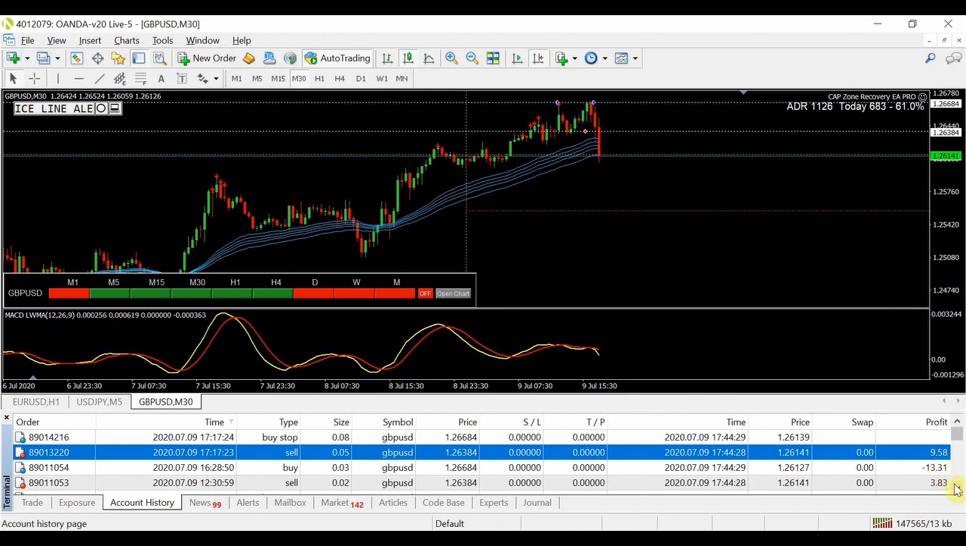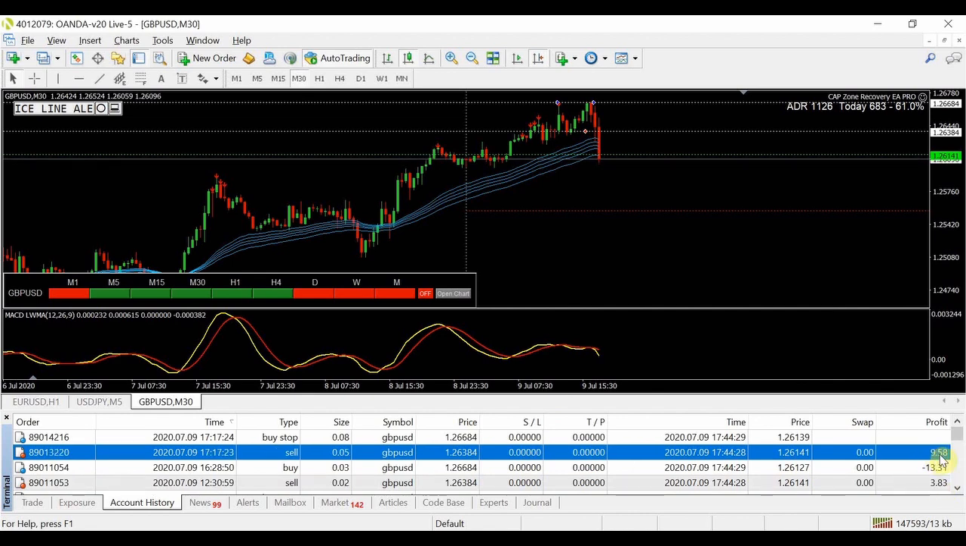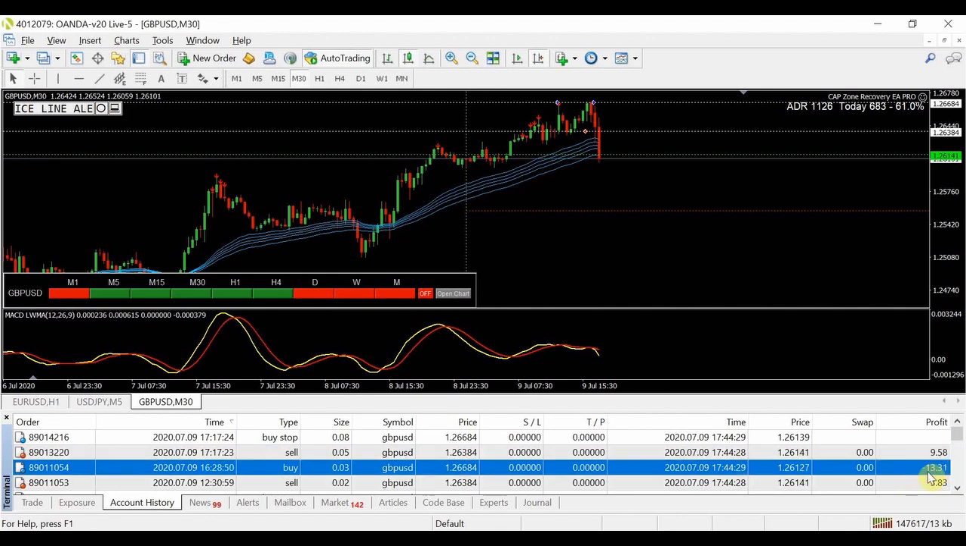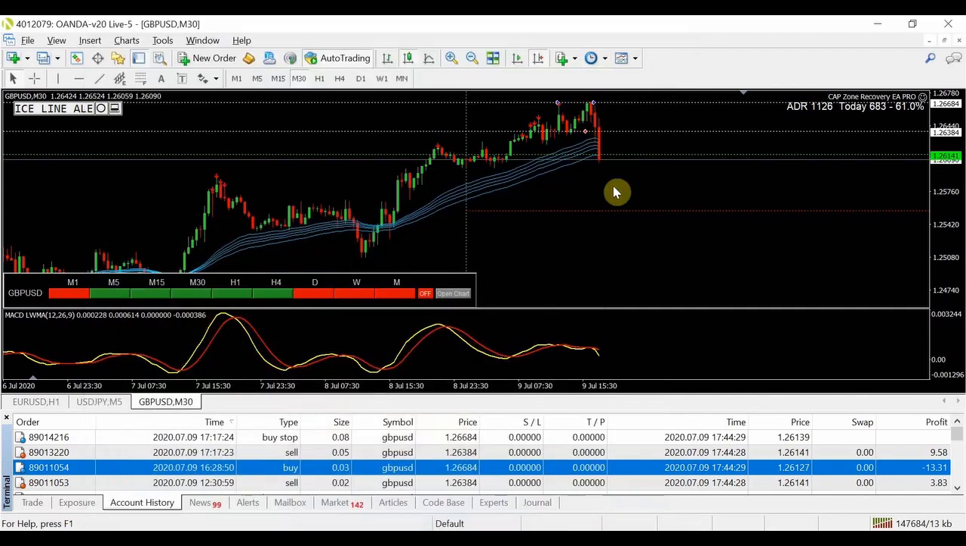1.26141. And then when you add up the wins, so the two sell trades at £3.83 and at £9.58, and then the buy trade, which was a loser at £13.31, you will see here that I have managed to get out at a 10p profit. So it's just slightly above break even, but for me, I'm not too concerned about it.